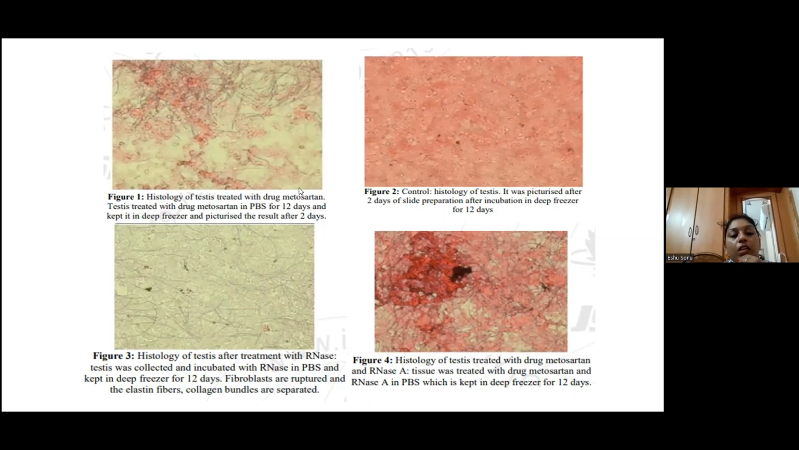When you go for the third treatment, it is somewhat better when you include RNase treatment with the metosartan. Why? Because RNase will act as a holder, or it will capture the metosartan as an enzyme substrate reaction. It will capture and hold on to the metosartan, so the damaged tissue can be recovered, or it induces less damage to the tissue. In the histology of testes treated with drug and metosartan, you can clearly see the control is almost similar to the treatment with RNase and metosartan, which is figure 3 and figure 1.